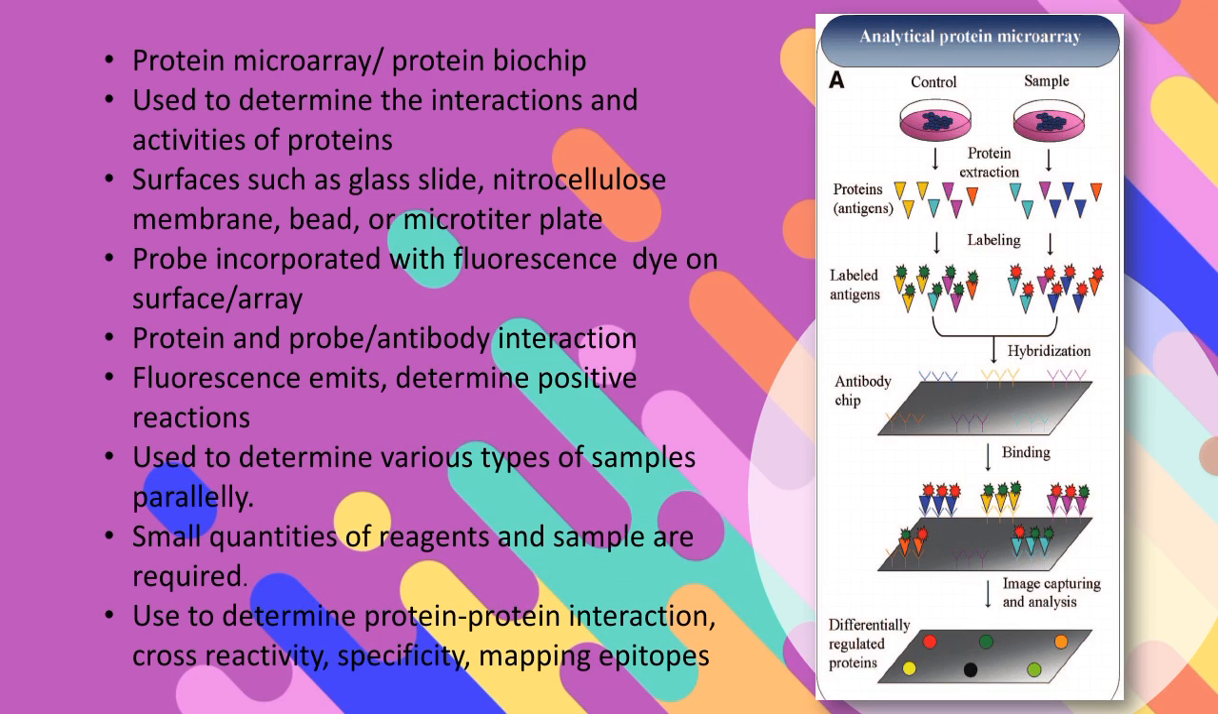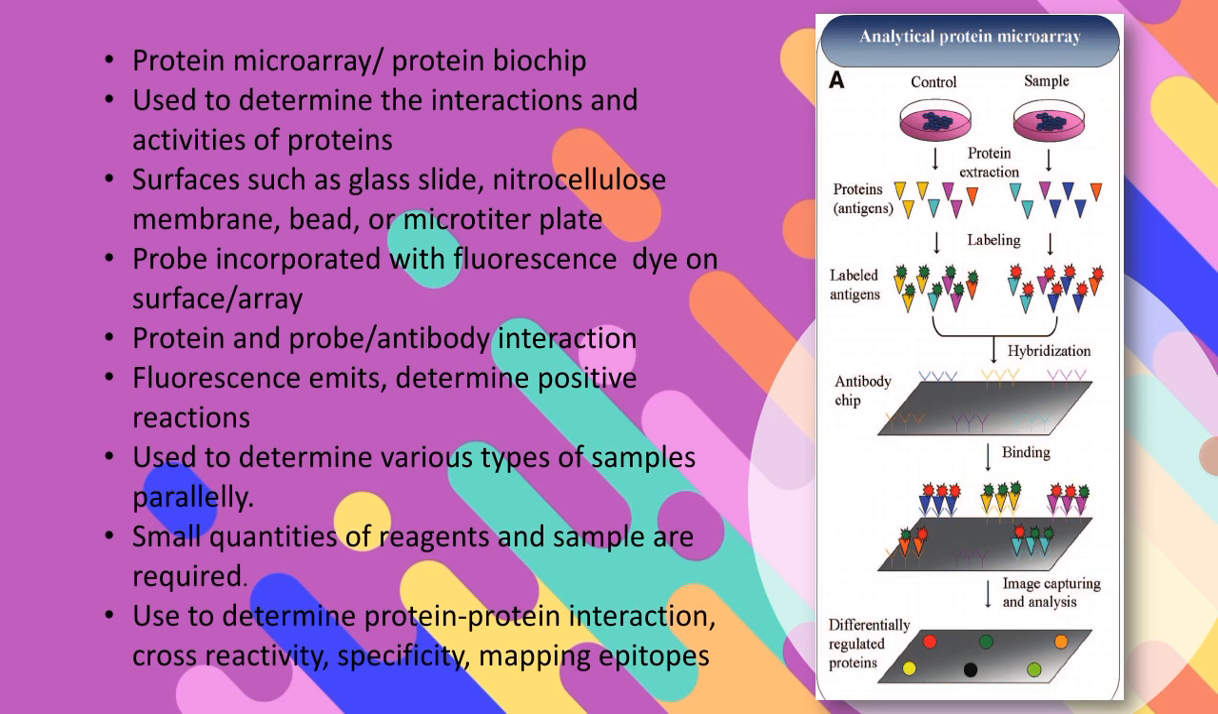The protein microarray and the protein biochip are used to determine the protein-protein interaction, cross reactivity of the proteins, specificity of the protein, and mapping the epitopes. Okay, epitopes are present on the antigen, right? So we can map them by using their reactivity with their probes, right?